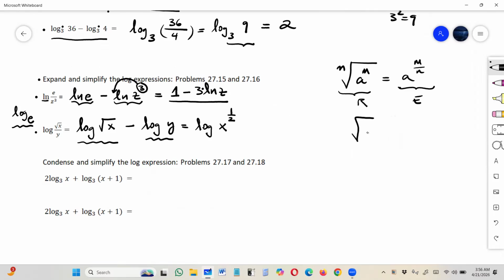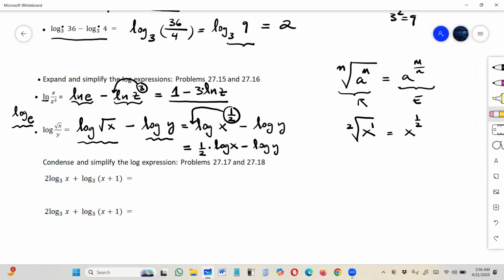So radical x is x to the 1/2. So we have to write it that way, okay? Now this 1/2 by the properties of logs goes right there in front of it. So this is going to be 1/2 times log x minus log y.